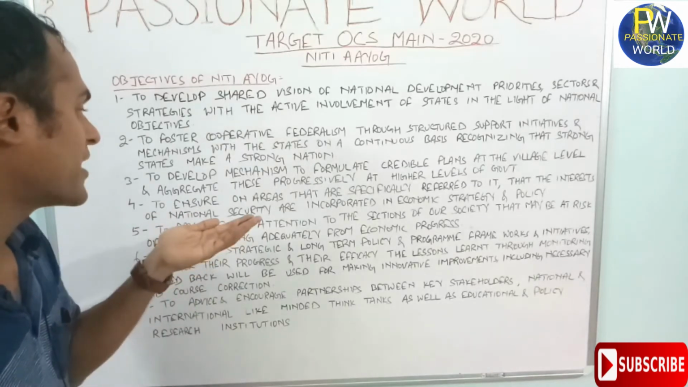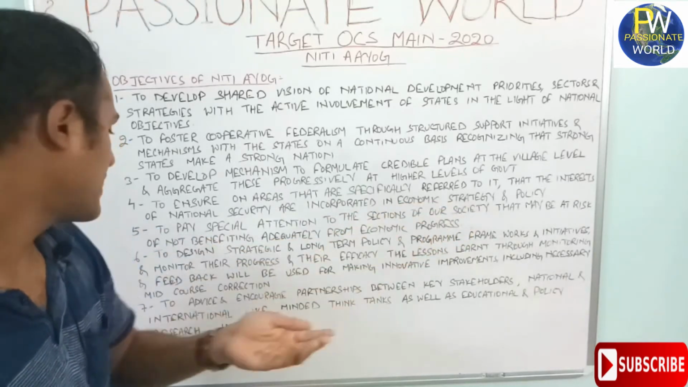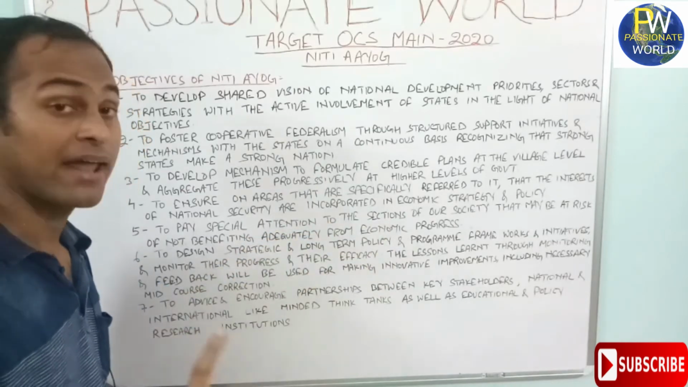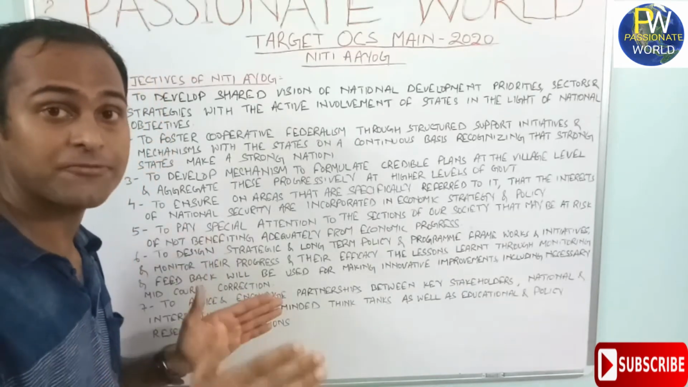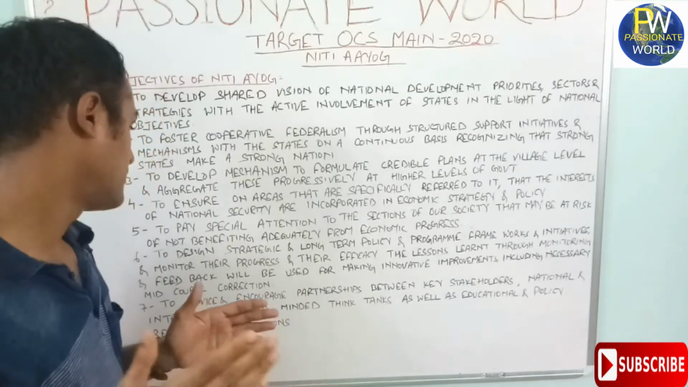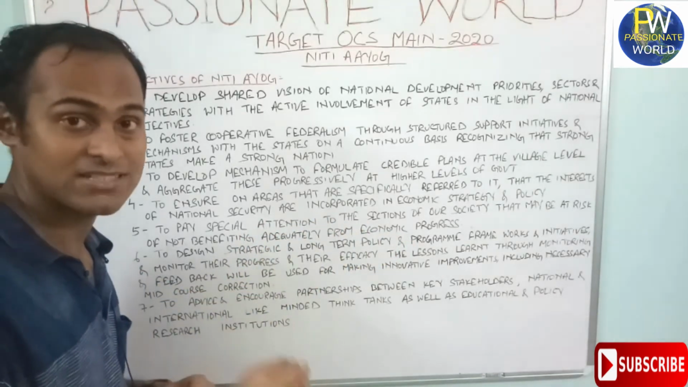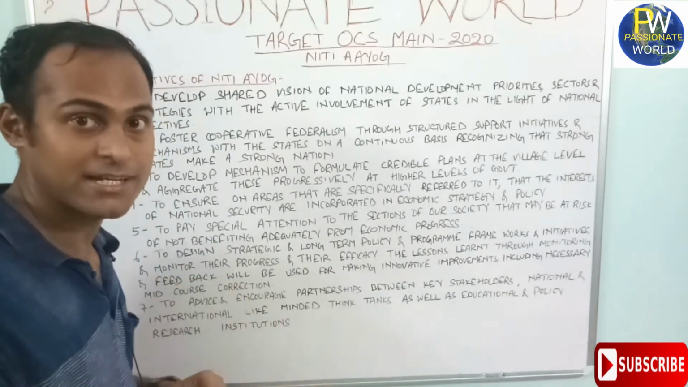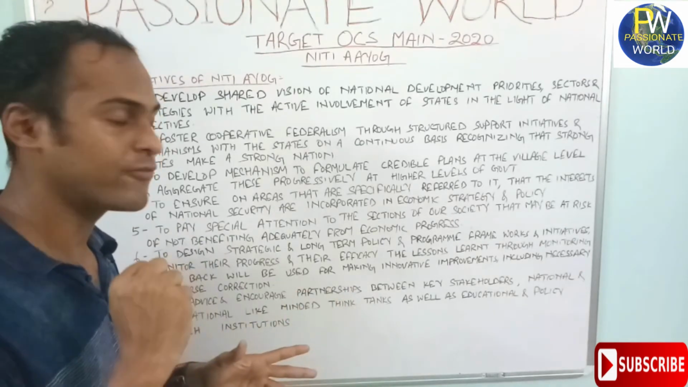Then 5, to pay special attention to the sections of our society that may be at risk of not benefiting adequately from economic progress. Another very important objective of NITI Aayog: they have to target specific sections of the society which are not getting adequate benefit from economic progress. All the depressed sections of the society which are left behind, NITI Aayog has an objective to target them and to help them progressively have a better standard of living.